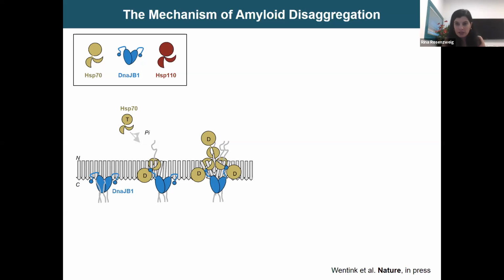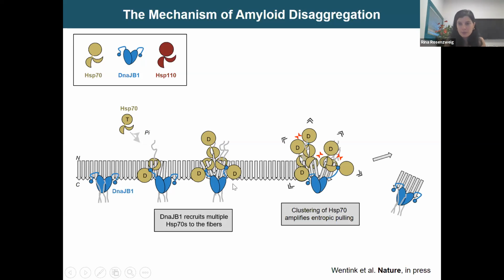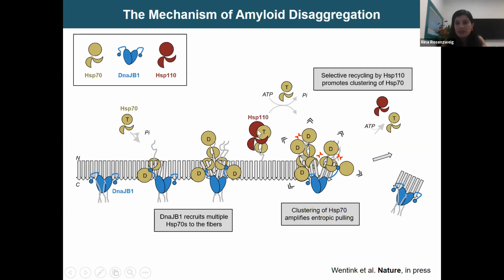Now, because DNAJB1 is a dimer, and we see that it has 4 binding sites for HSP70, it can recruit multiple HSP70s. Now, this presence of multiple HSP70s in the vicinity of each other, this is from their work, is what will cause entropic pulling, with HSP70s banging into each other and banging into the fiber walls, eventually breaking the fibers apart. And then we have the HSP110 nucleotide exchange factor, which will release HSP70 from the fibers. But Anna's work showed that because HSP110 is a really large 110 kilodalton protein, it cannot access those clustered HSP70s well. So it only recycles the ones that are non-clustered and non-efficient for disaggregation.